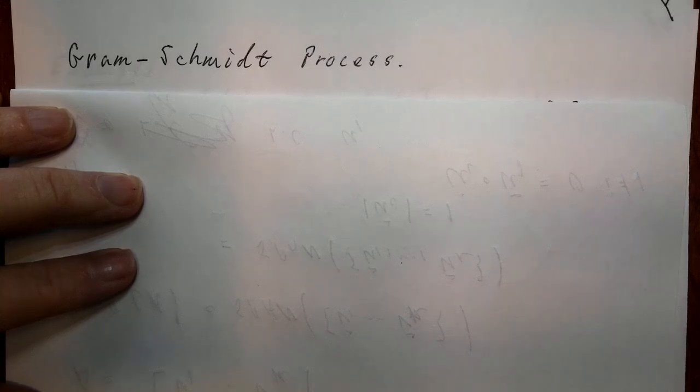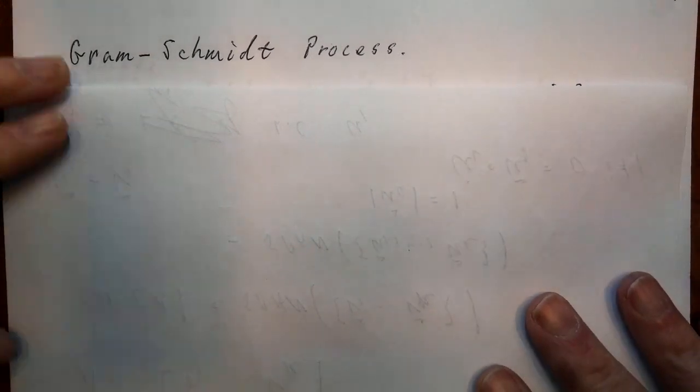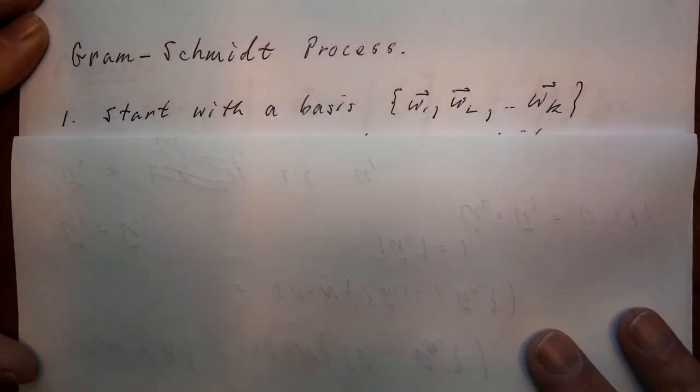Recently, we've been discussing the fact in class that for a vector space or a subspace of a vector space, an orthogonal basis is very convenient to work with. So the idea of this video is to discuss what's known as the Gram-Schmidt process.